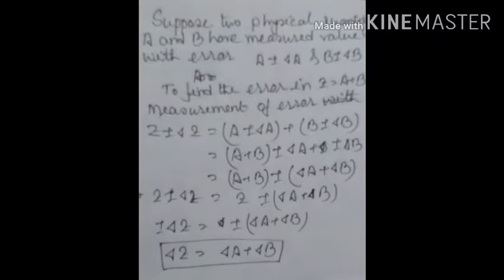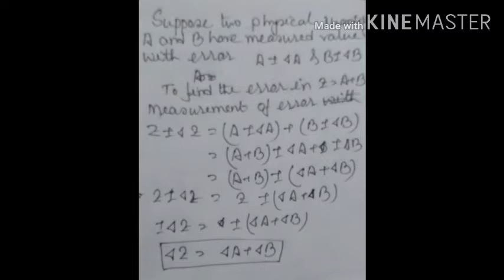Measurement of z with error, z plus minus delta z is equal to a plus minus delta a plus b plus minus delta b. That is, if we calculate a plus b plus minus delta a plus delta b, now we can find plus minus delta z is equal to plus minus delta a plus delta b. So delta z is equal to delta a plus delta b.